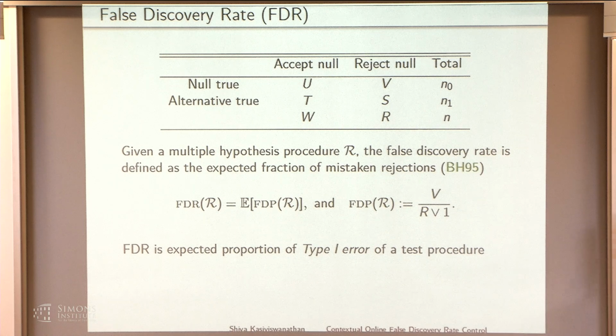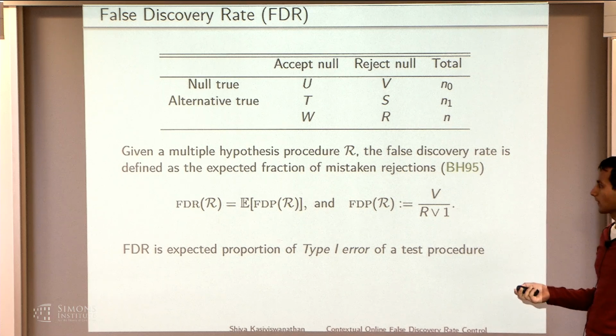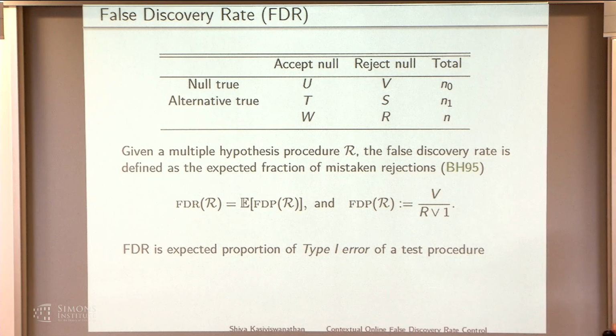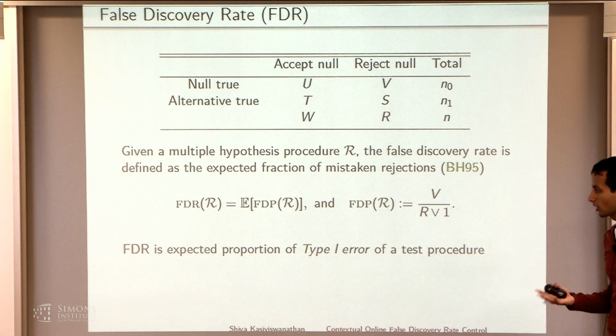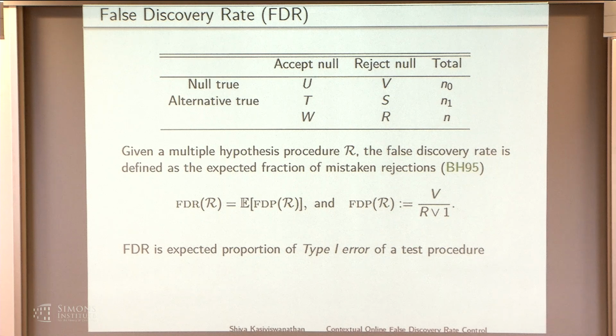And this is a random variable subject to the randomness in your test and so on. So you're looking at the expected value of this, which is called FDR, and that's the notion that we're trying to control. FDR could be thought of as the expected proportion of the type 1 error in a test procedure. It is basically looking at the type 1 error and controlling that; that's your FDR.